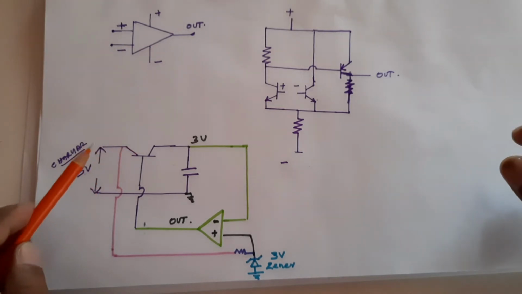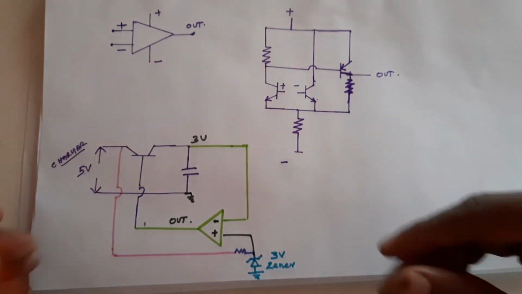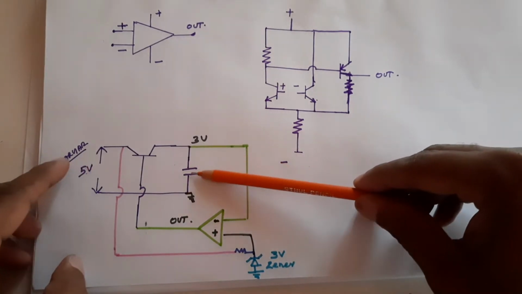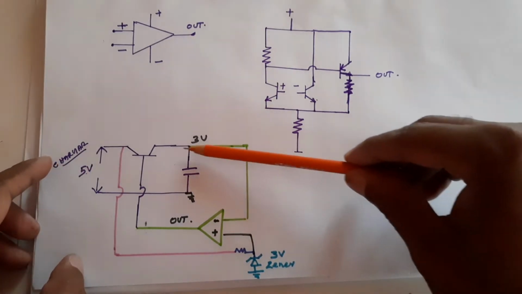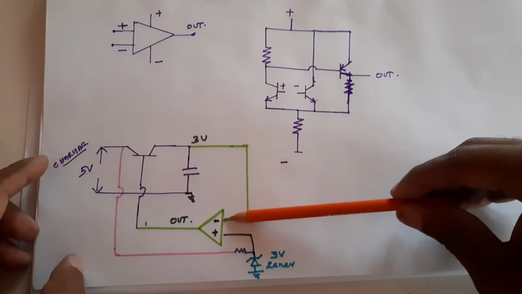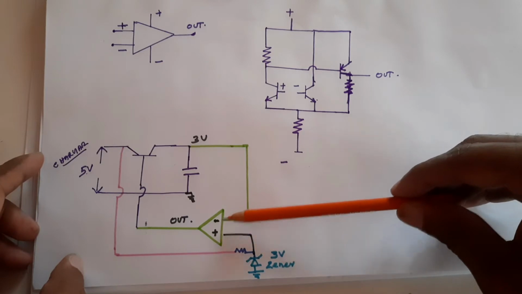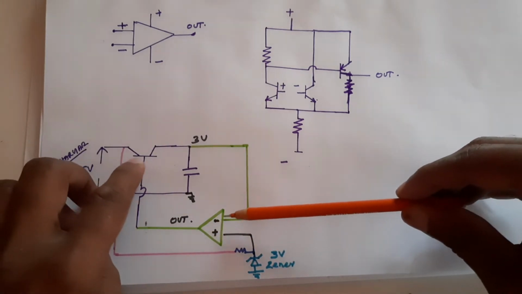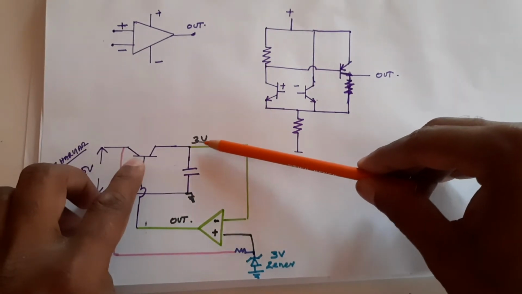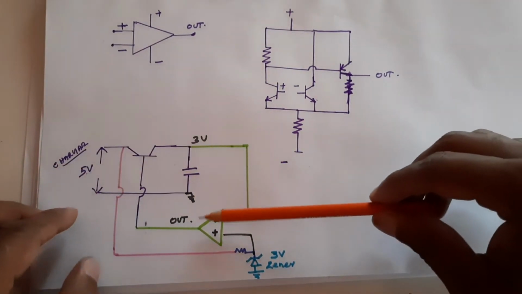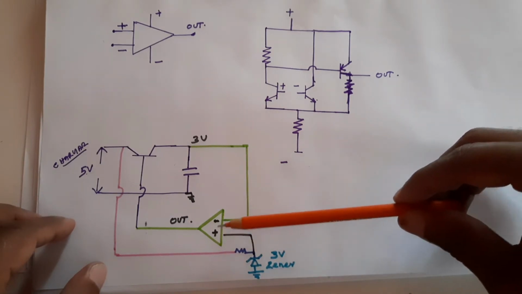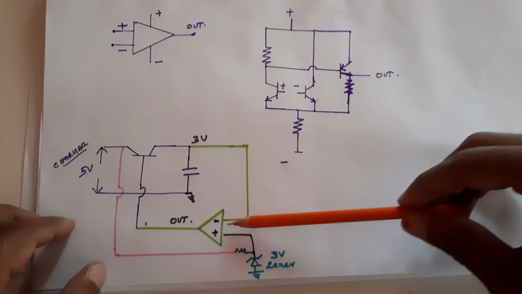So what will happen is that when the capacitor is charged to 3 volts, the operational amplifier senses it at the inverting input and turns off the transistor or MOSFET. So we can maintain the 3 volts. This is the function of the operational amplifier in this circuit. It is used as a comparator.